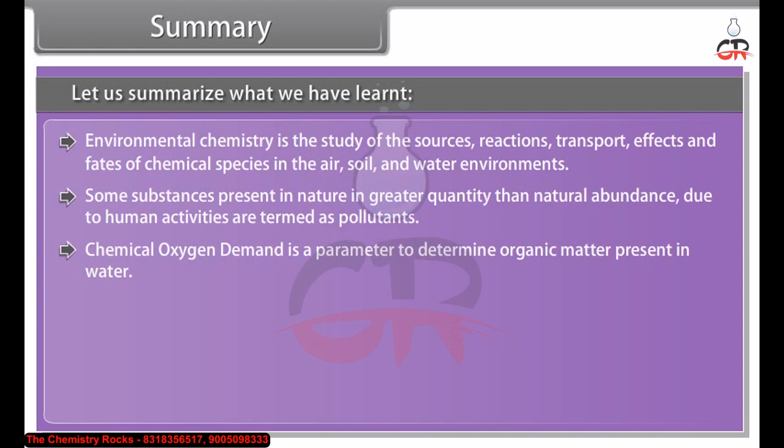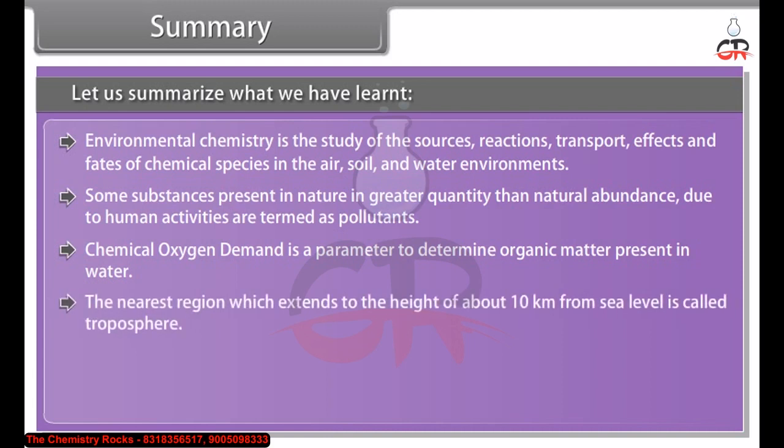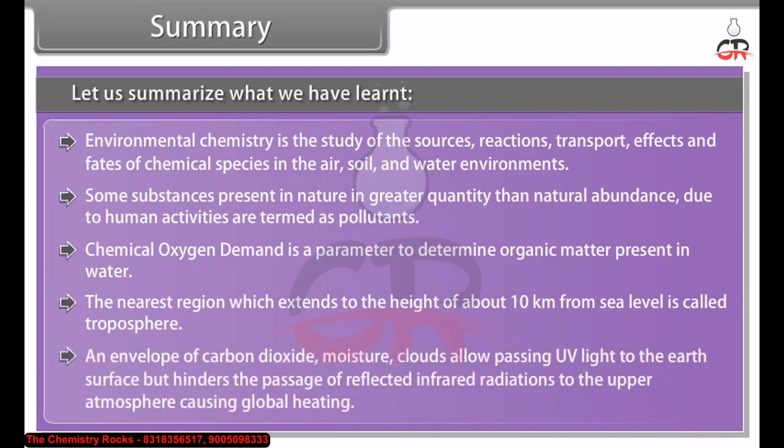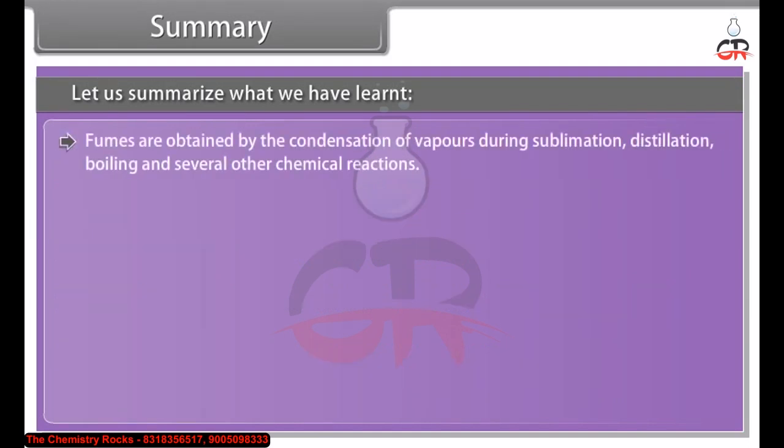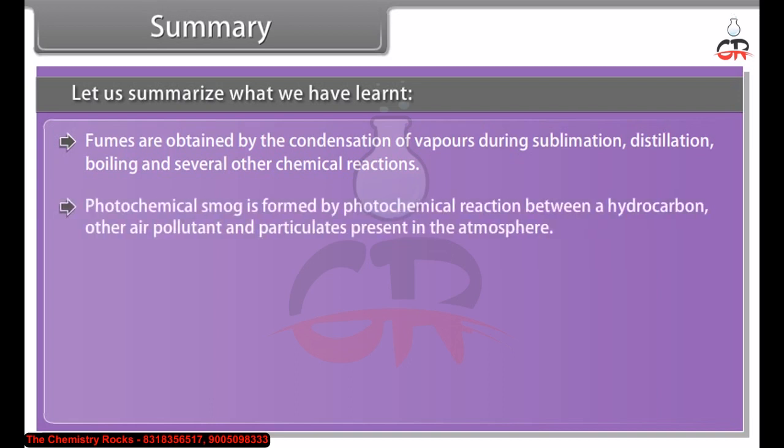The nearest region, which extends to the height of about 10 km from sea level, is called the troposphere. An envelope of carbon dioxide, moisture and clouds allows UV light to pass to the Earth's surface, but hinders the passage of reflected infrared radiations to the upper atmosphere, causing global heating. Fumes are obtained by the condensation of vapors during sublimation, distillation, boiling and several other chemical reactions. Photochemical smog is formed by photochemical reaction between hydrocarbons, other air pollutants and particulates present in the atmosphere.